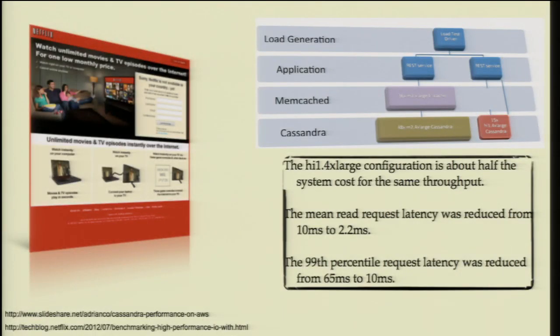This is Netflix's, right? The day we launched it, I think Adrian had a blog post where just without any tuning, they ran Cassandra on it. What they found was that the read request latency went from 10 milliseconds to about 2 milliseconds.